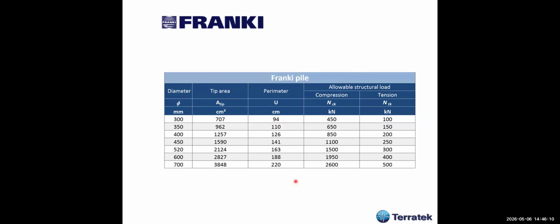And for instance, from the Franke catalog, these are the diameters they used to do, from say 300 to 700 millimeters, and the maximum allowable structural load in compression and tension. So the maximum allowable structural load for this 700 millimeter pile is 2,600 kilonewtons, and in tension only 500.